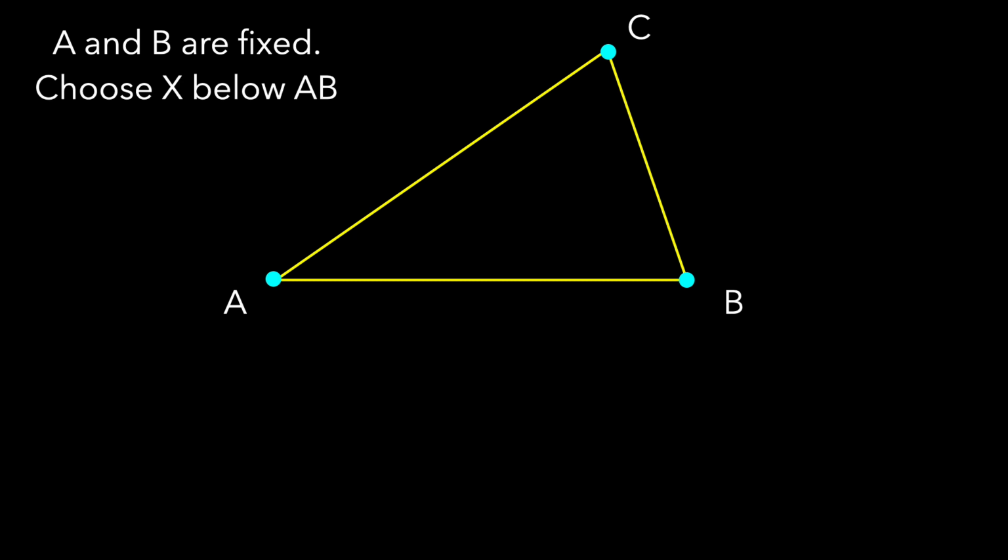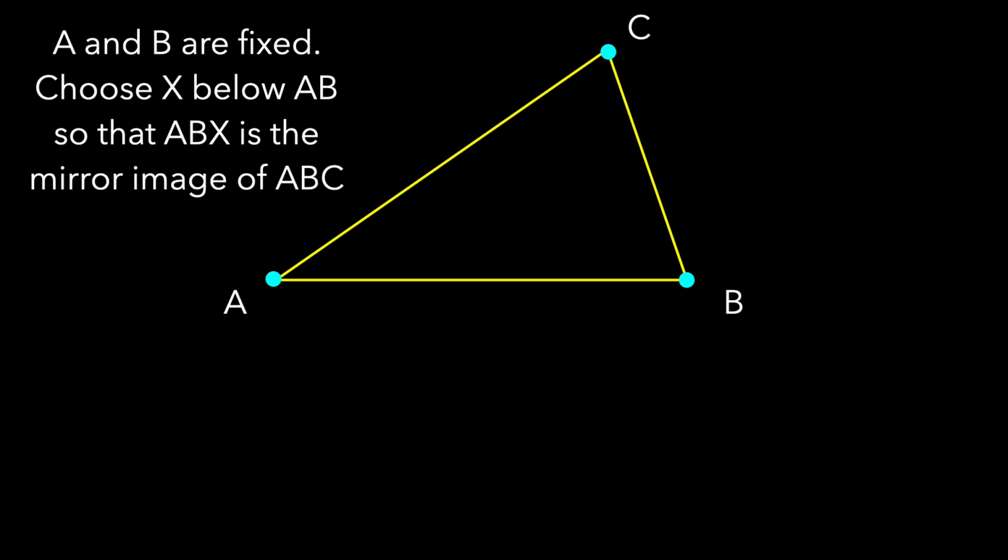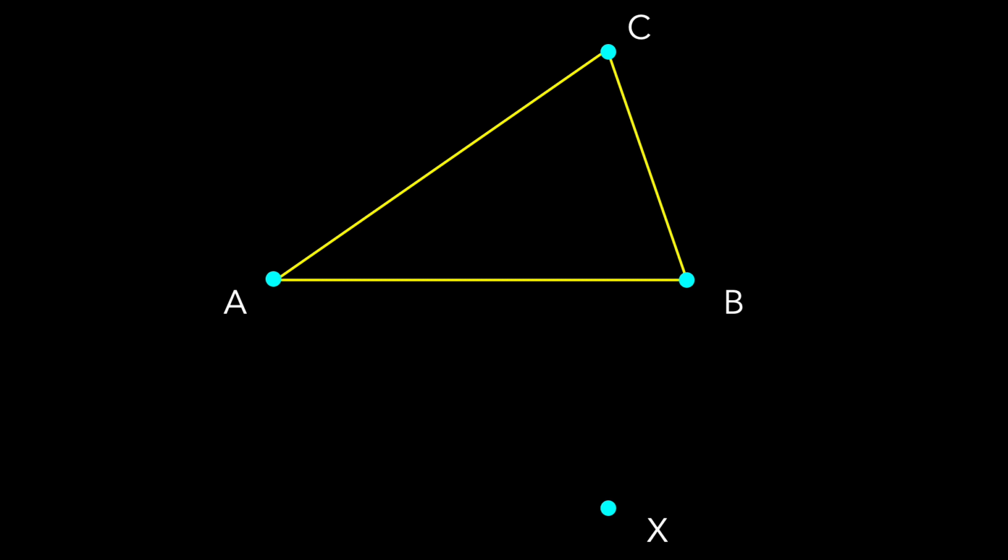So we could choose an X below AB so that ABX is the mirror image of ABC. If I choose this X and I draw this triangle, it's like I've mirrored it around AB. Clearly, those triangles have the same area. So that's one. Are there any others?